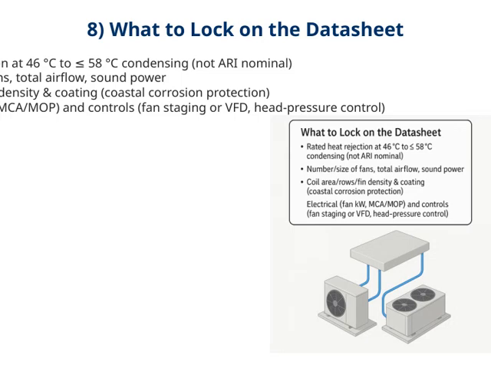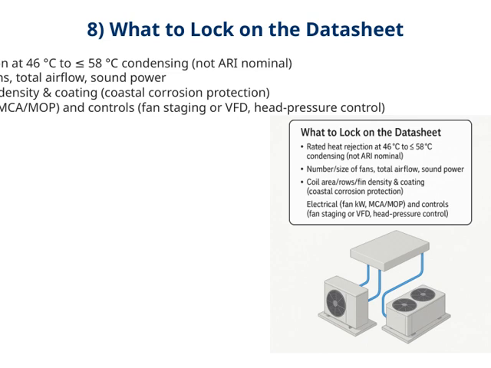When reviewing the datasheet, there are several key factors to focus on to ensure you choose the right equipment. First, pay attention to the rated heat rejection at a condensing temperature between 46 and 58 degrees Celsius, which is different from the ARI nominal rating. This gives you a more realistic expectation of performance under actual operating conditions.